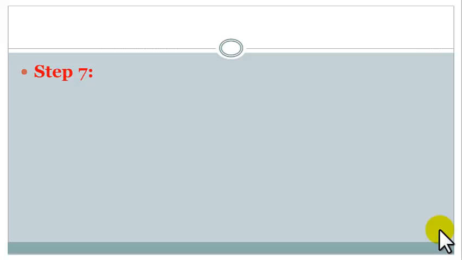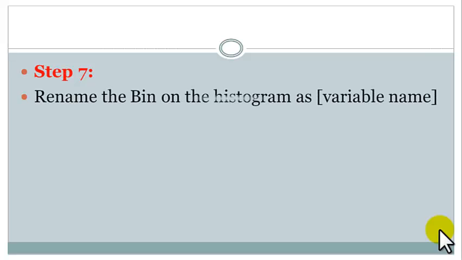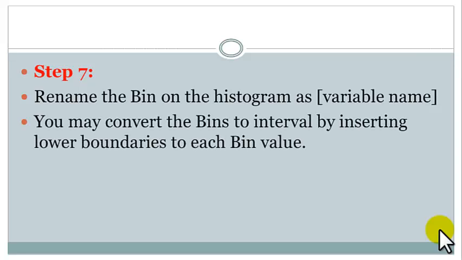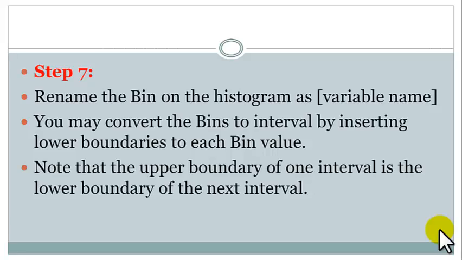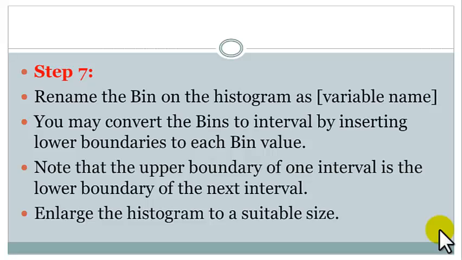Step 7. Rename the bin on the histogram as the variable name. You may convert the bins to intervals by inserting lower boundaries to each bin value. Note that the upper boundary of one interval is the lower boundary of the next interval. Enlarge the histogram to a suitable size.